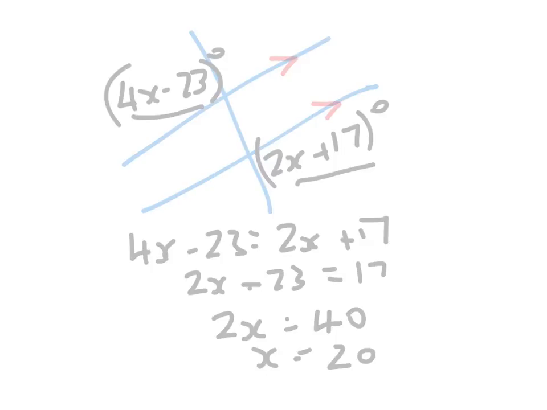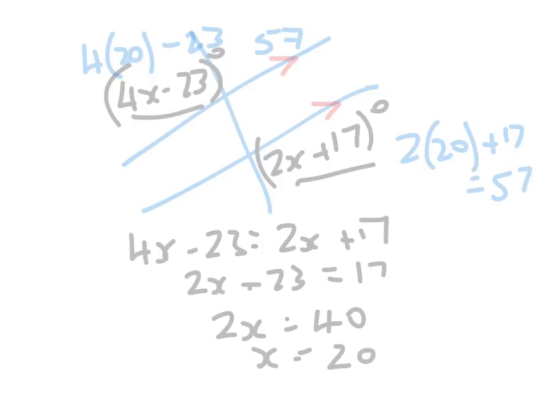Well, we found x, but you know me, always plug it back in. So 4 times 20 minus 23 should equal 2 times 20 plus 17. Well, 4 20s is 80, take away 23 will give you 57. 2 times 20 is 40 plus 17 will also give you 57. So again, because these two are equal to each other, your working is correct.